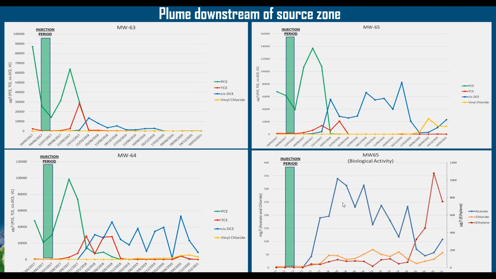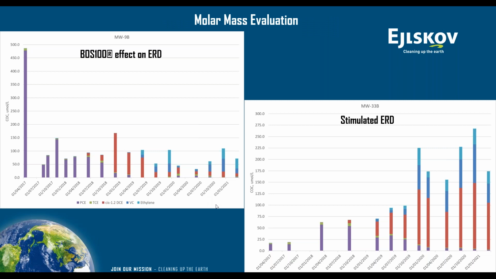We only present the MW65 data in terms of biological activity, but as in all the other wells, we notice an increase in ethylene and chloride as part of the full conversion. The difference between 63, 64, and 65 when it comes to the current condition of DCE and vinyl chloride is simply the proximity to the source area and the fact that we still have PCE mass that is being treated, hence generating some of these byproducts.